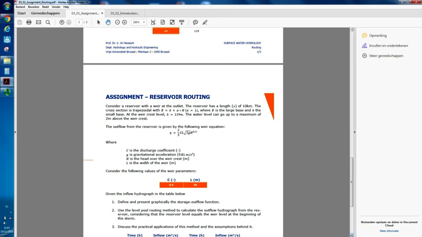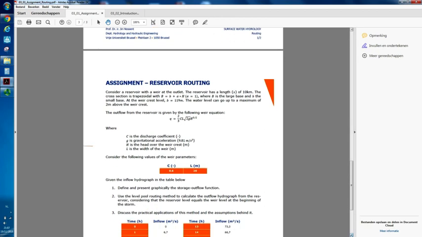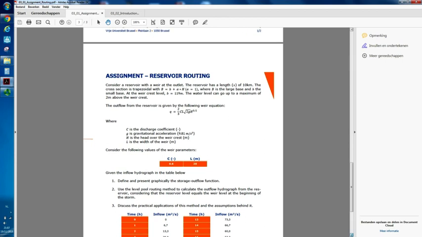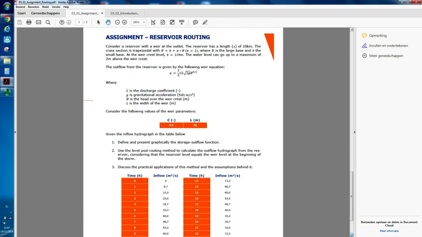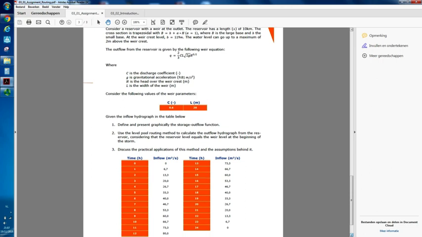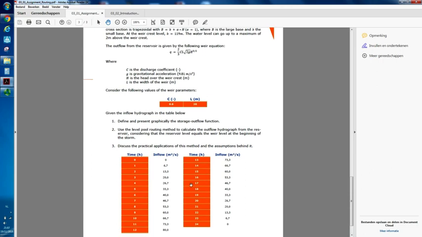And it is asked to define and present graphically the storage outflow function. So we will try to determine the storage outflow function for this reservoir, and then, based on what is called the level pool routing method, we will calculate the outflow of the hydrograph from this reservoir. And there's a certain inflow given that comes into the reservoir, and it will be based on that inflow that we determine the outflow.